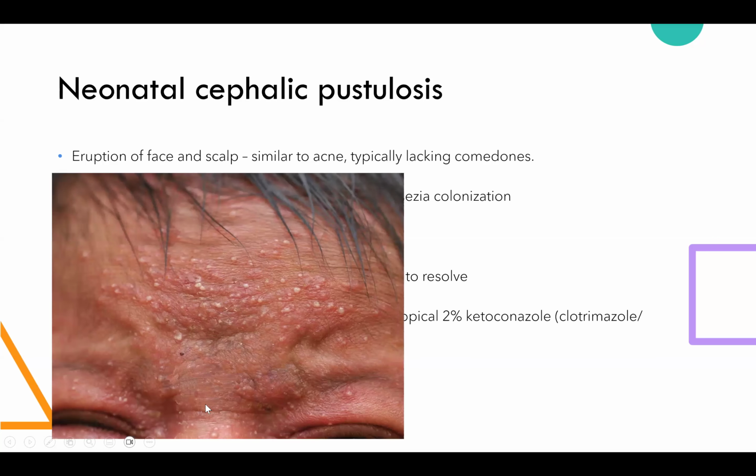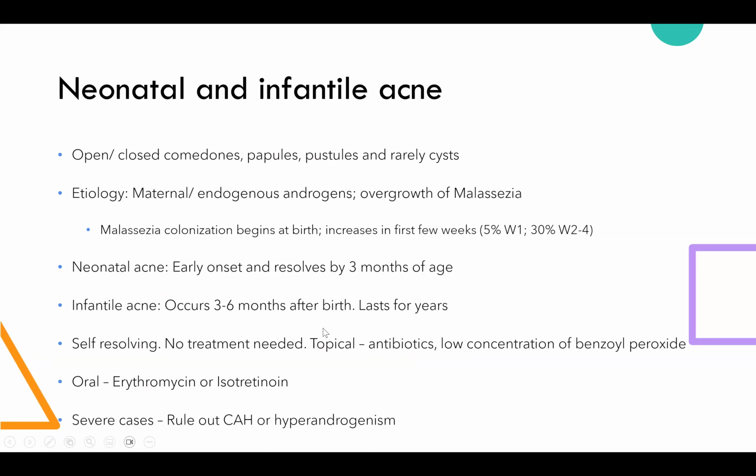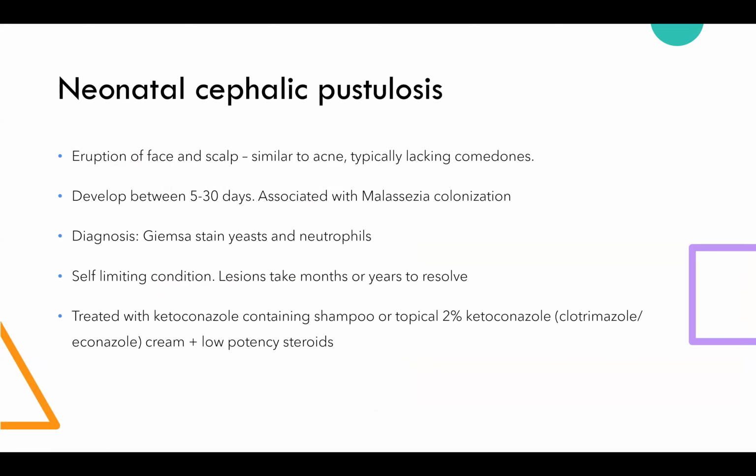This is a picture. Here we can see that the baby, in addition to having these pustules, is also having papules and lesions in various stages of development. So this will differentiate this from transient neonatal pustular melanosis, and this develops later than the previous condition.